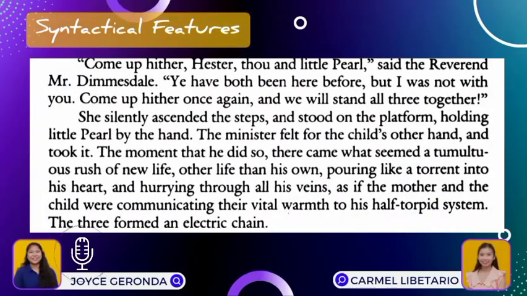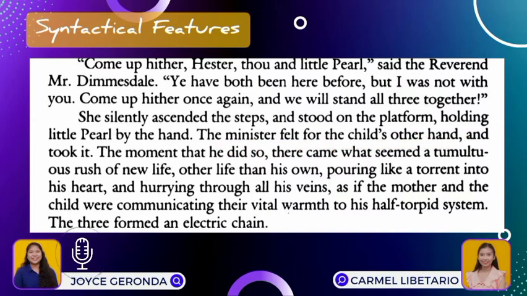That's right, Carm. Referential cohesion, conjunctive cohesion, substitution, and ellipses are applied here in this text. In the sentence, the minister felt for the child's other hand and took it, instead of repeating the word hand, the author used the word it to refer to hand. This is called backward referencing.